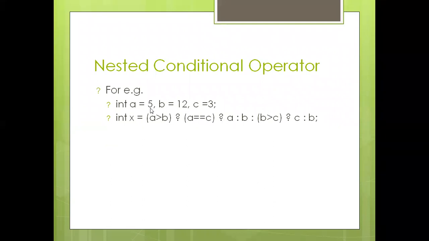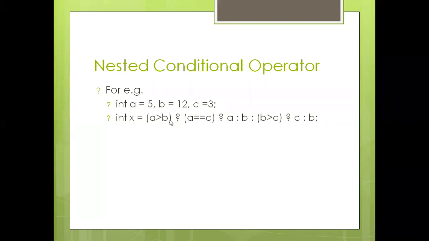Now see over here, A is 5 and B is 12. So the condition A greater than B is false. So this A equal C will not be evaluated. When this is not evaluated, then this A and this B also will not be evaluated. Now the false part of this first Boolean expression: after the question mark, this is the true part, and after this colon it is the false part.